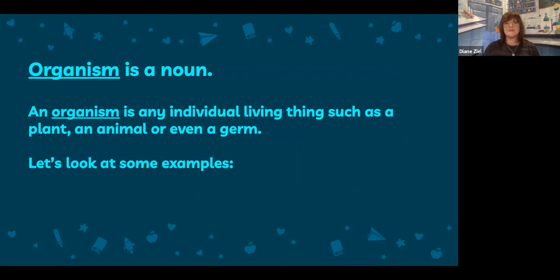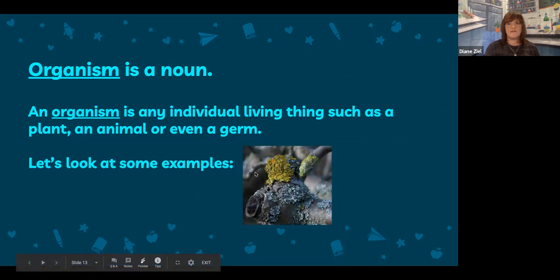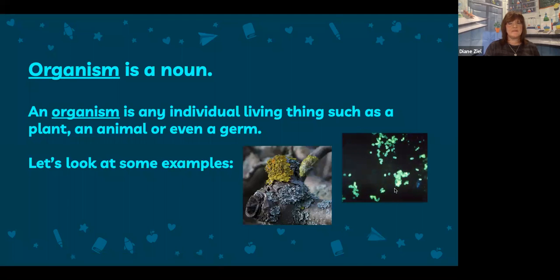Organism. Organism is a noun. An organism is any individual living thing, such as a plant, an animal, or even a germ. Let's take a look at some examples. Here's an example of an organism growing on a tree. Here's an example of an organism that's a germ or a bacteria being looked at underneath a microscope.